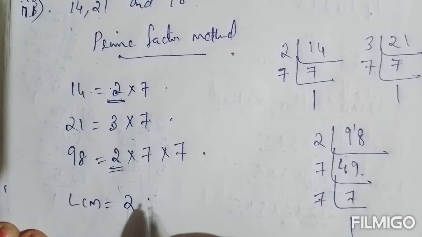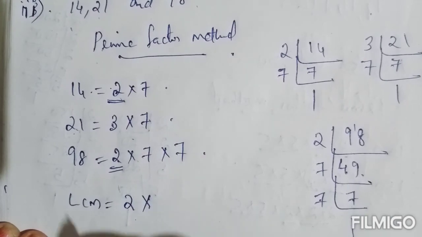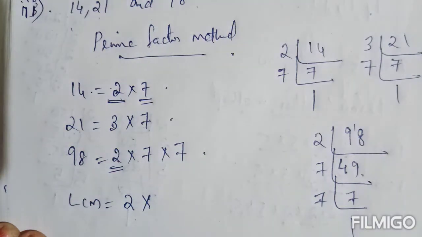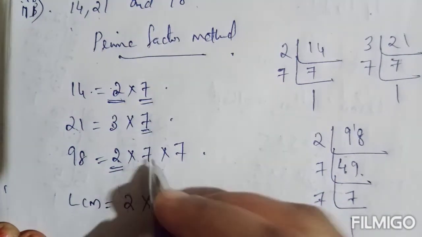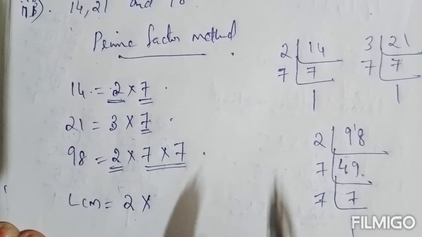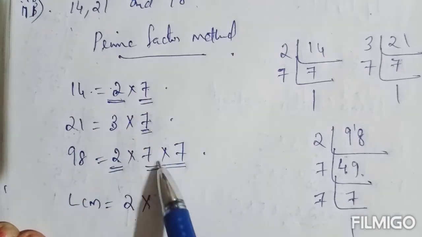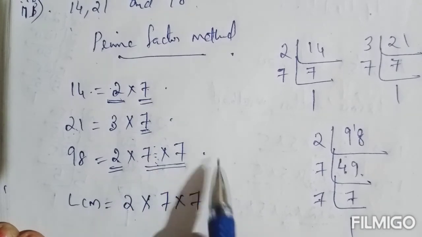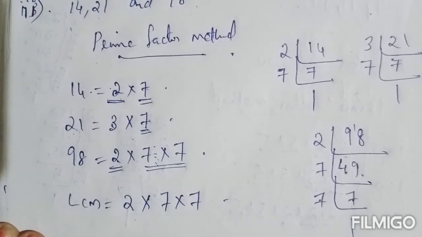Okay, now let us take a 7. 7 is coming 1 time in 14, 1 time in 21, 2 times in 98. So which one we will select? We have to select the greater number of times. So here 2 times we can select. Since 7 comes 2 times, for finding the LCM we take 2 times 7.